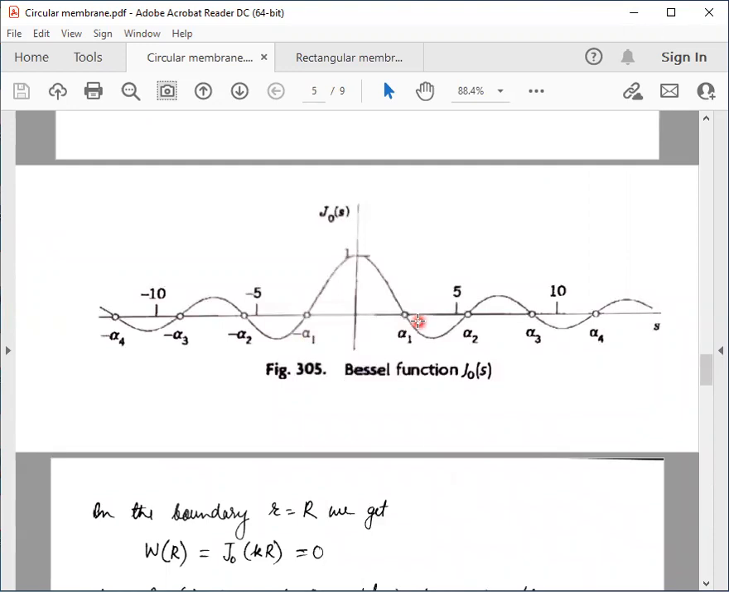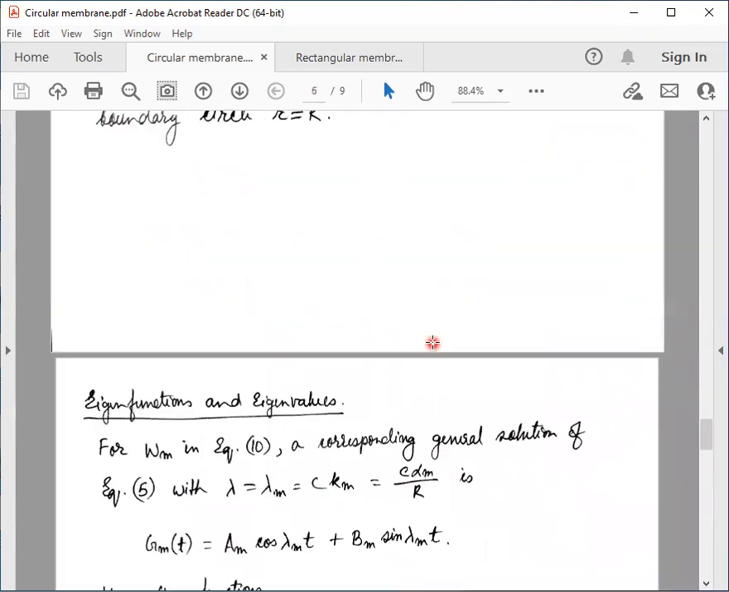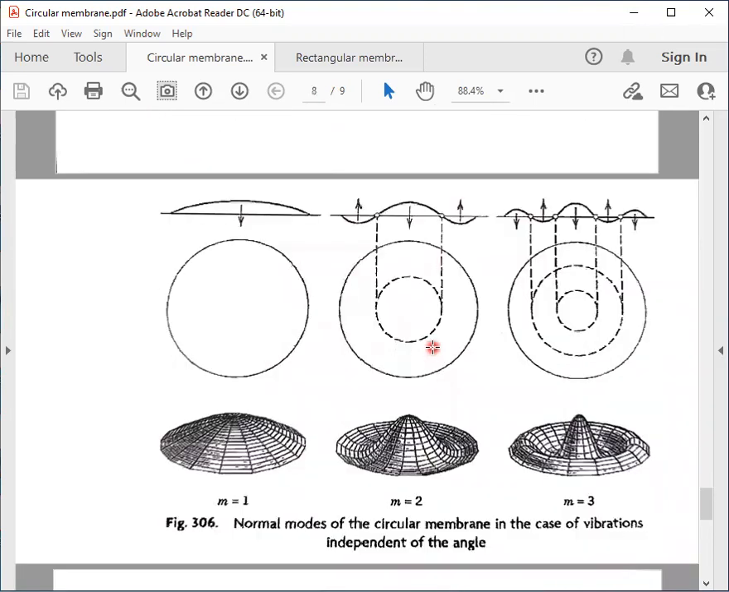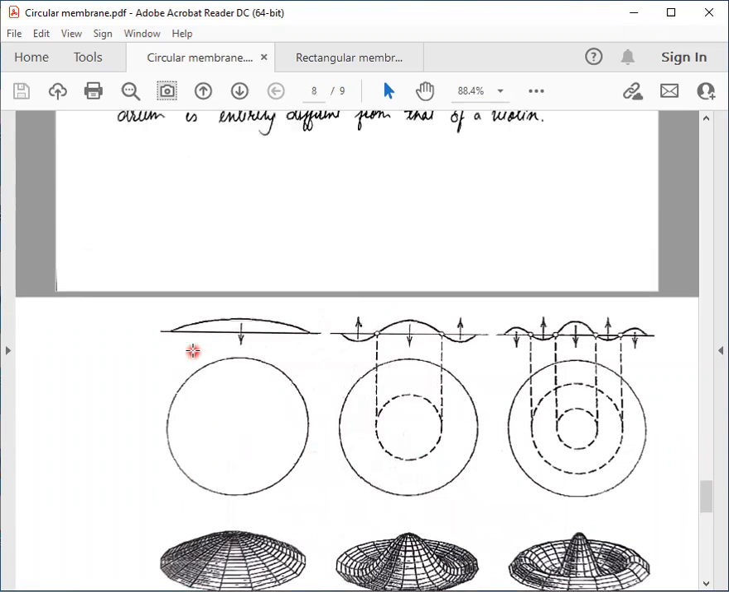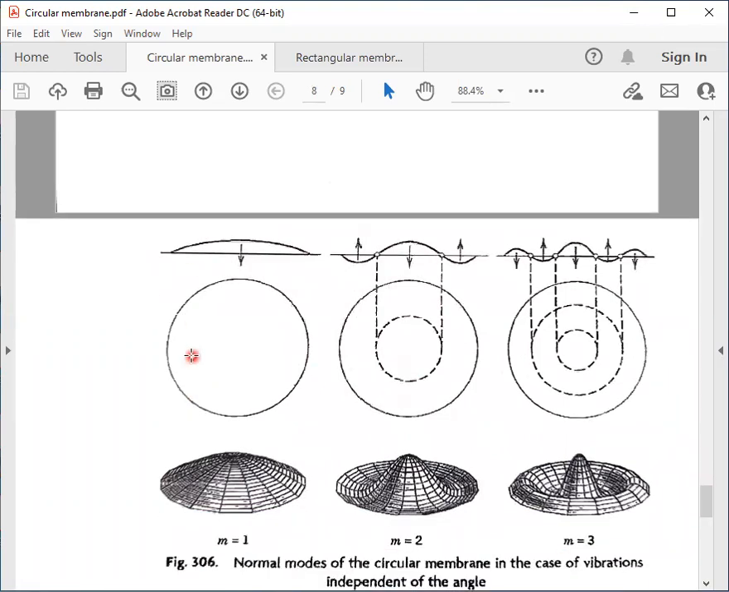The forms of the normal modes are shown by these circular figures. When m is equal to 1, all points of the membrane move up or down at the same time. The membrane as a whole vibrates. Now for m equal to 2, the situation is slightly different.